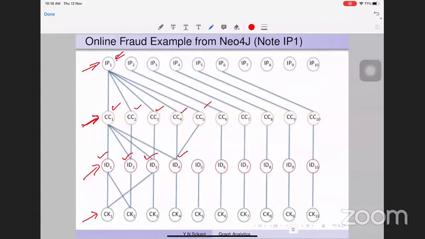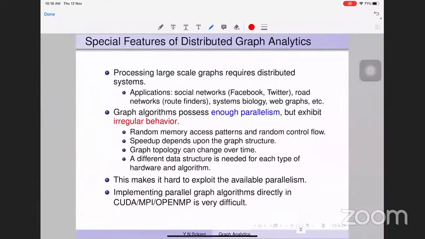So when a graph is created, it is possible to know all this information. That okay, a single IP address is using so many credit cards, a single credit card is used by so many people, etc., etc. And possibly the fraud investigators can investigate and see whether things are going correctly. Okay, so that is about a large application that is possible.